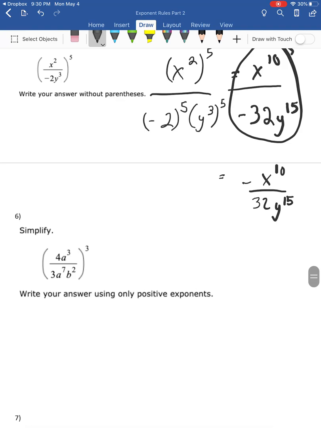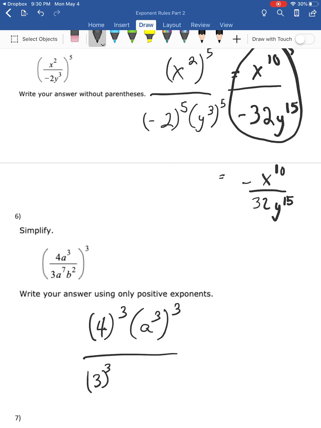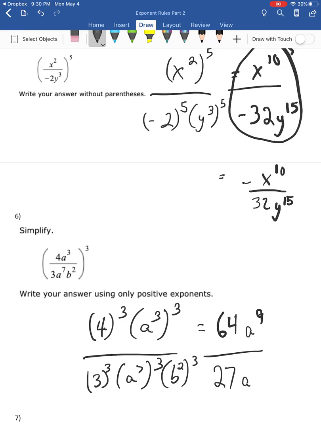Okay, number 6, same thing, a little more work. So that's going to be 4 cubed, a cubed, cubed, over 3 cubed, a to the 7th, cubed, b squared cubed. Okay, and we clean all this up. 4 cubed is 64, a to the 9th over 3 cubed is 27, a to the 21st, and b to the 6th.